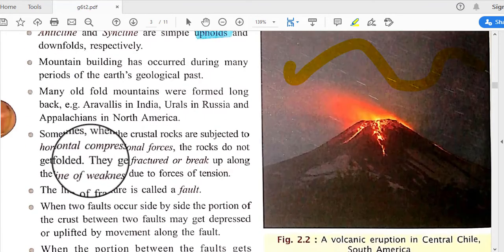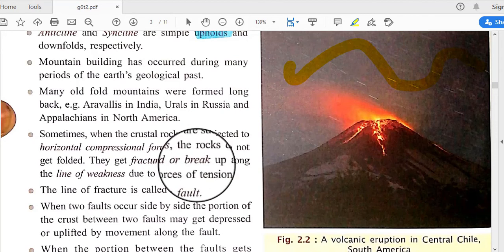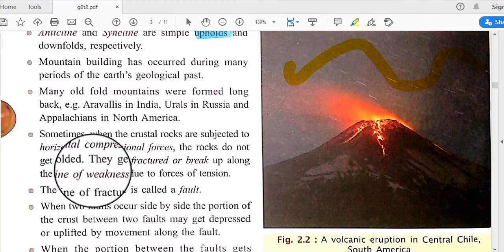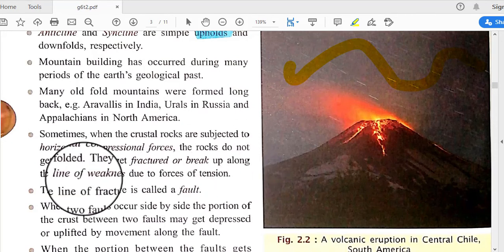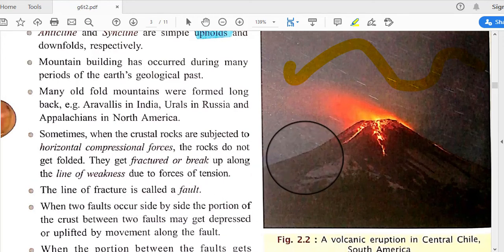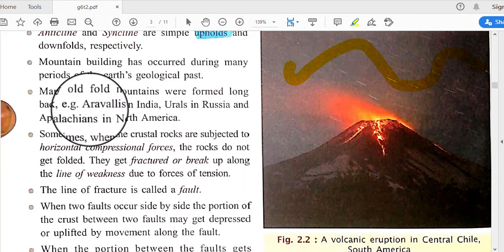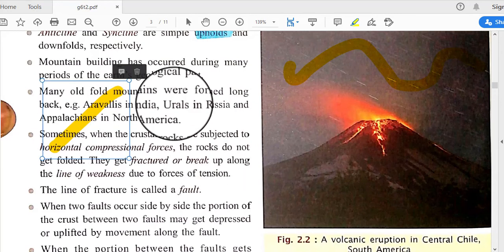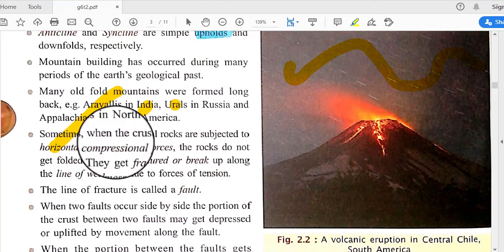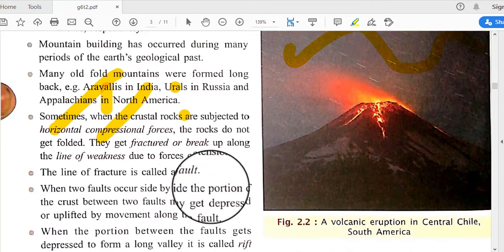Sometimes when the crustal rocks are subjected to horizontal compression forces, the rocks do not get folded. They get fractured or break up along the line of weakness due to the tension force. So sometimes they do not create a fold, they actually fracture, and one portion moves downward from the other portion. This time, faults occur.